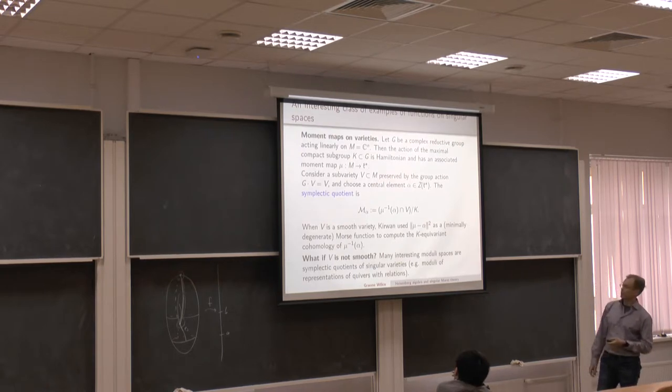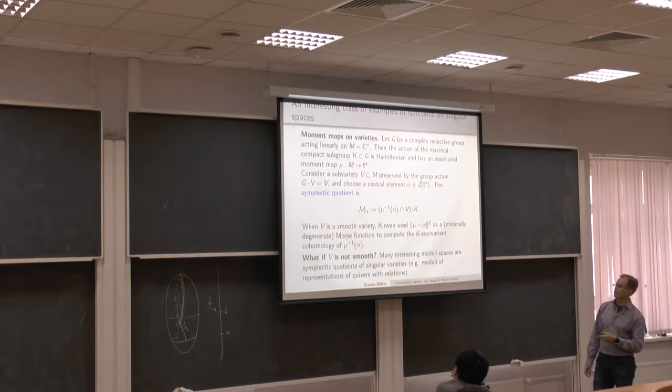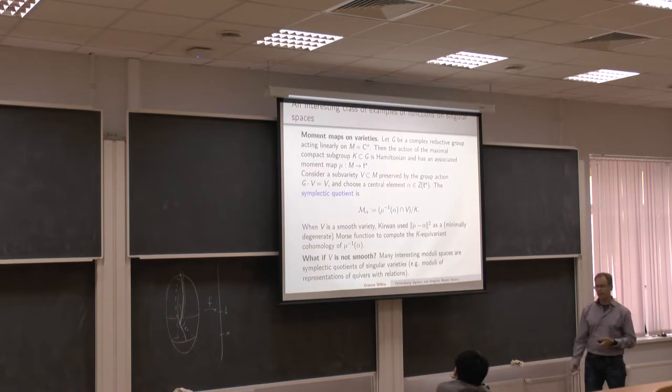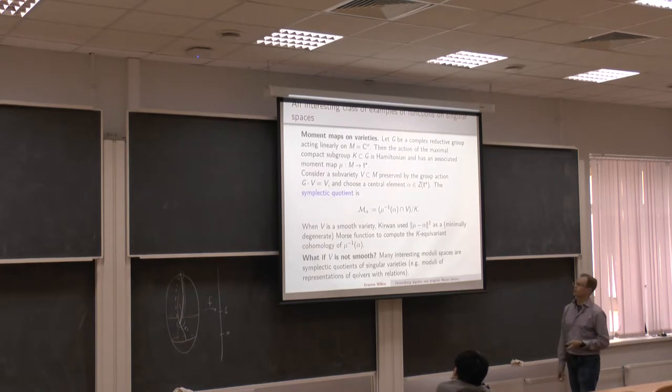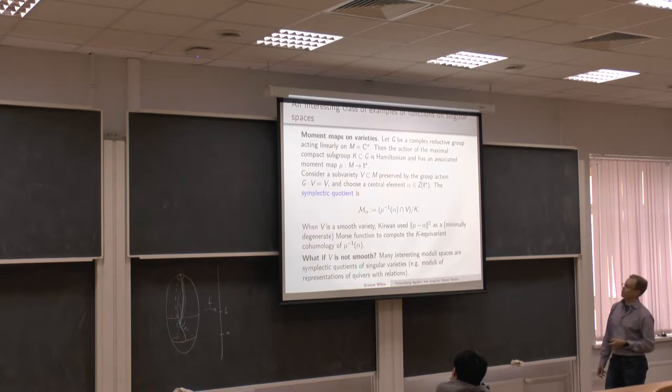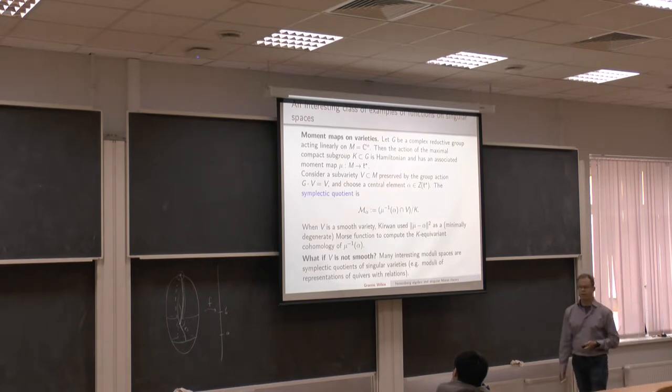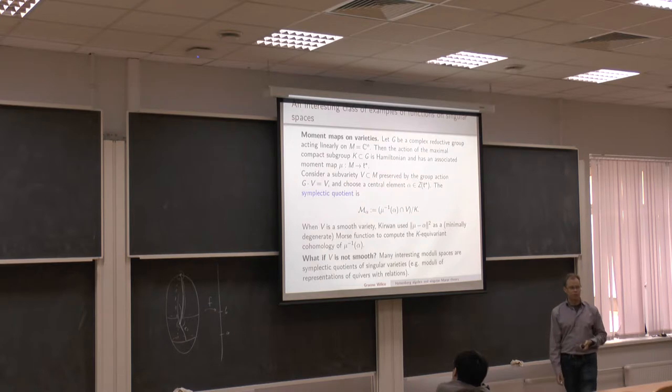So I won't write that down, but you have some function mapped into the dual of the Lie algebra of the compact subgroup. And you can consider a subvariety, maybe smooth, maybe not, which is preserved by a group action. And you can think of a central element in the dual of the Lie algebra. You can take the symplectic quotient of that subvariety. So that's a smooth variety.